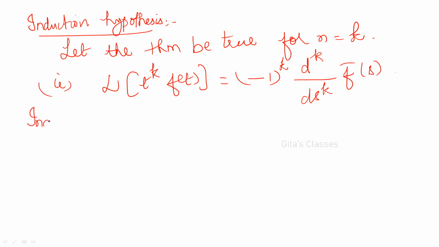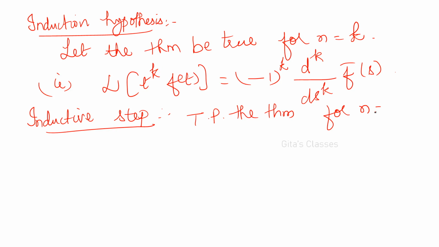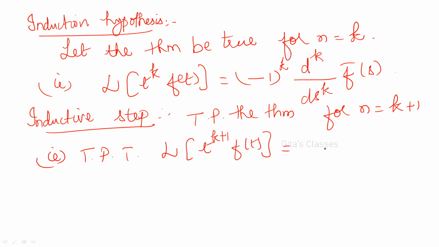Now, the inductive step means you have to prove for n is equal to k plus 1. That is, if you are taking the k value, the next value you have to prove. So, n is equal to k plus 1. That is to prove that L of t^(k+1) into f of t is equal to (-1)^(k+1) into d^(k+1) by ds^(k+1) of f bar of s. Okay, this is what we are going to prove.